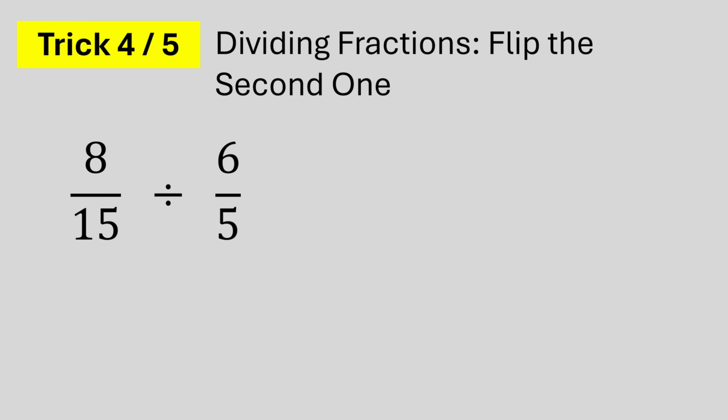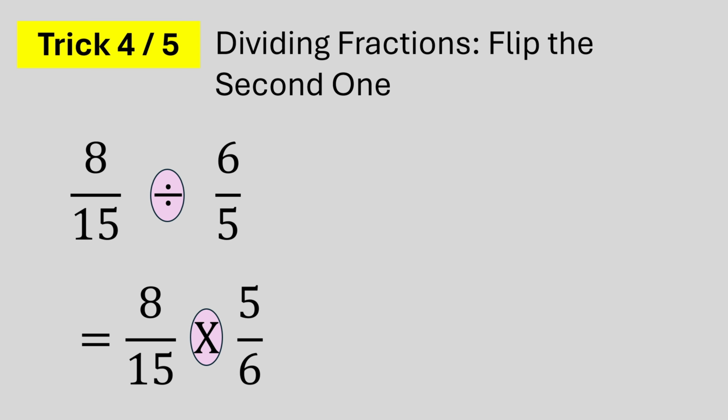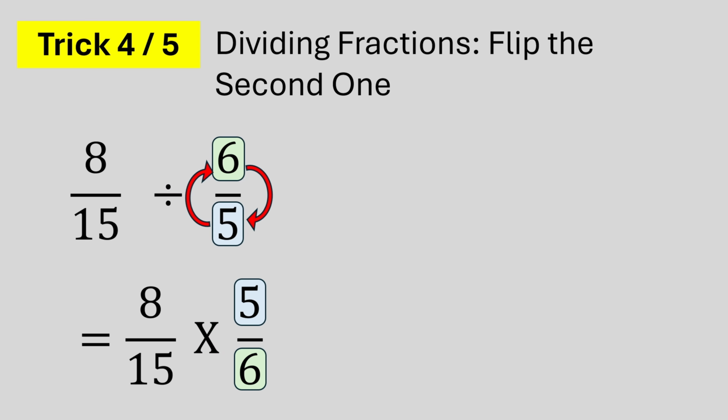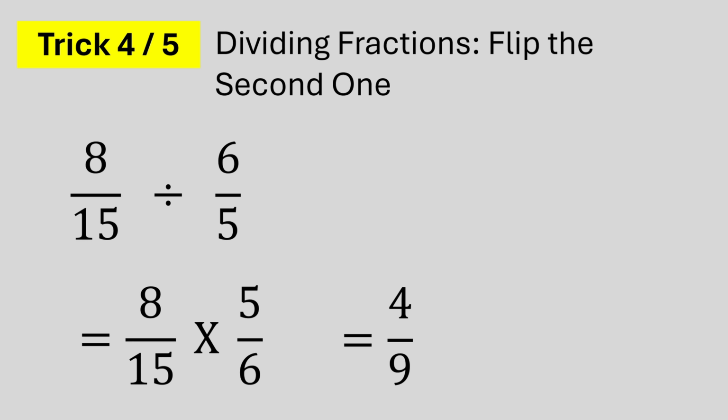Example 2. 8 over 15 divided by 6 over 5. 8 over 15 multiplied by 5 over 6. When simplified, the answer is 4 over 9.